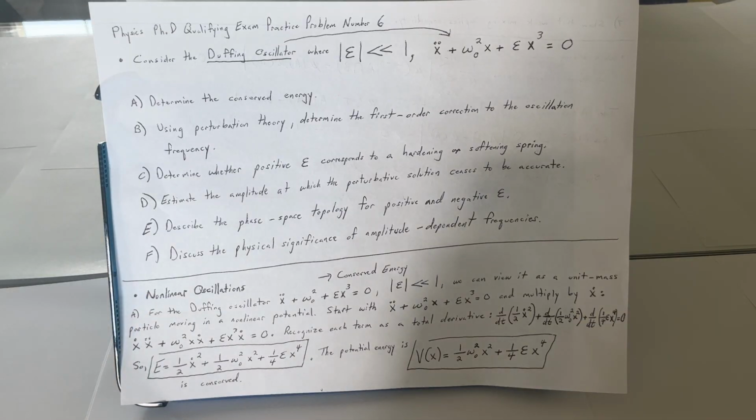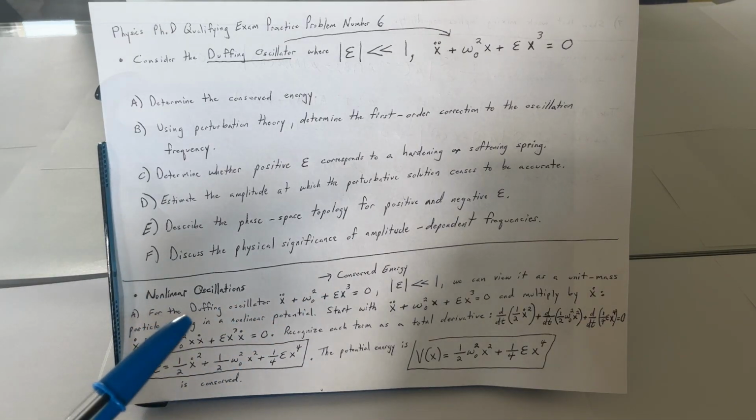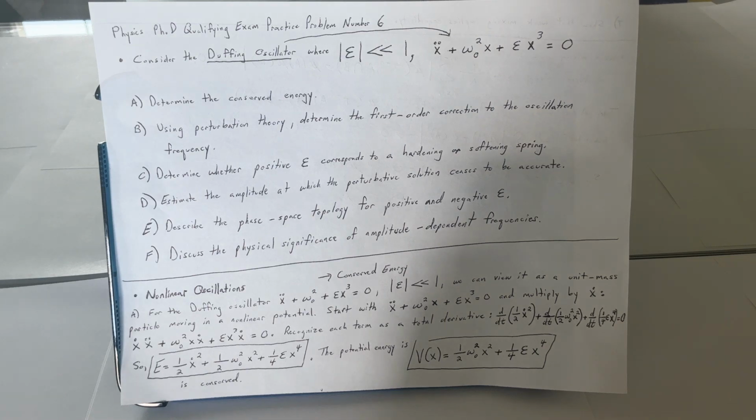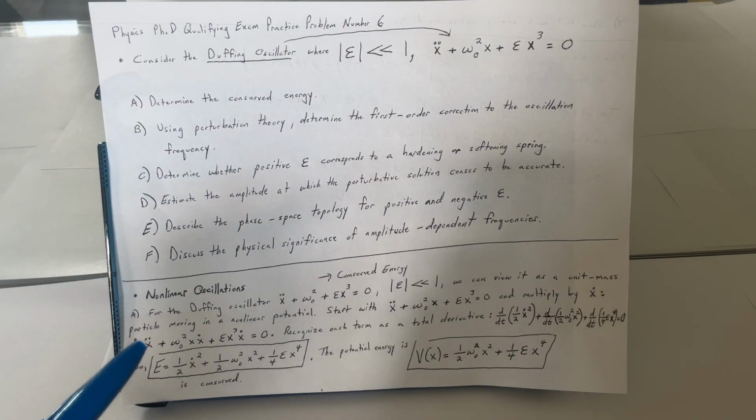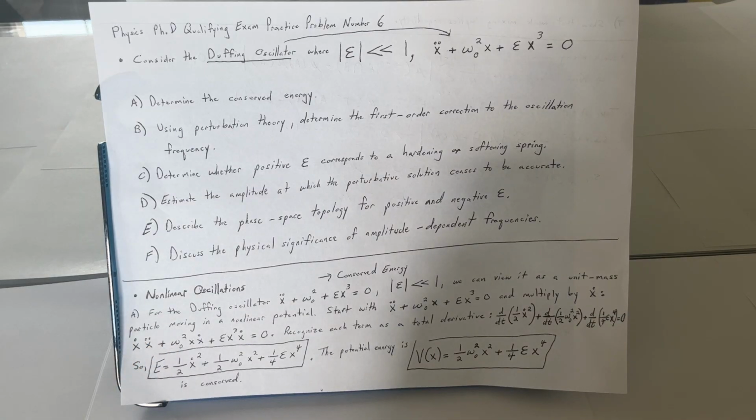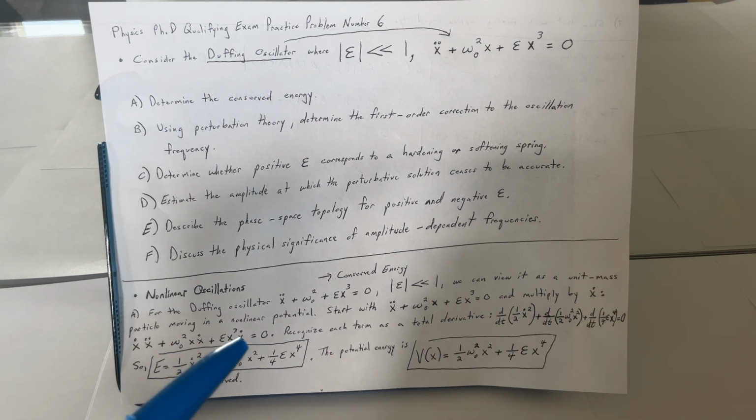So this is a nonlinear oscillations problem. For the Duffing oscillator, x double dot plus omega naught squared x plus epsilon x cubed equals 0, where the absolute value of epsilon is much less than 1, we can view it as a unit mass particle moving in a nonlinear potential. Start with the equation and multiply by x dot. So we're going to wind up with x dot x double dot plus omega naught squared x x dot plus epsilon x cubed x dot equals 0.